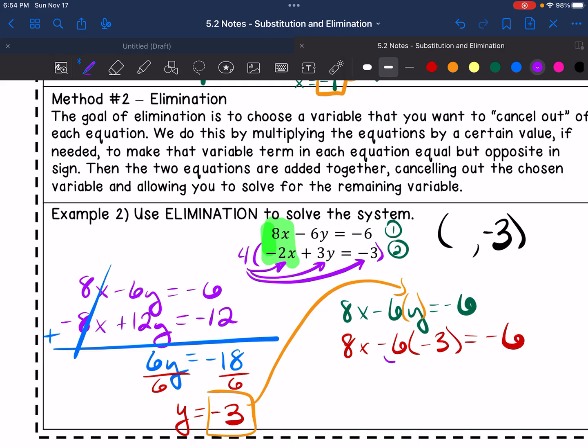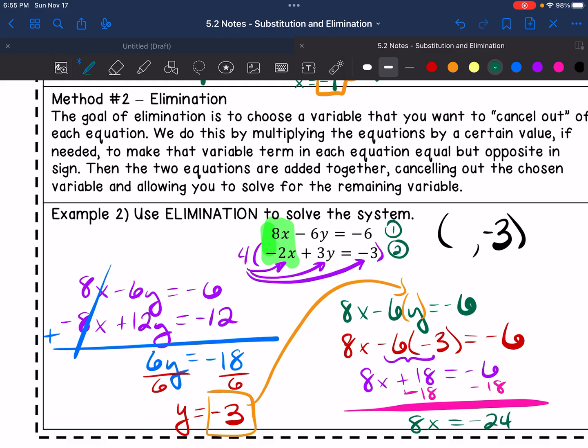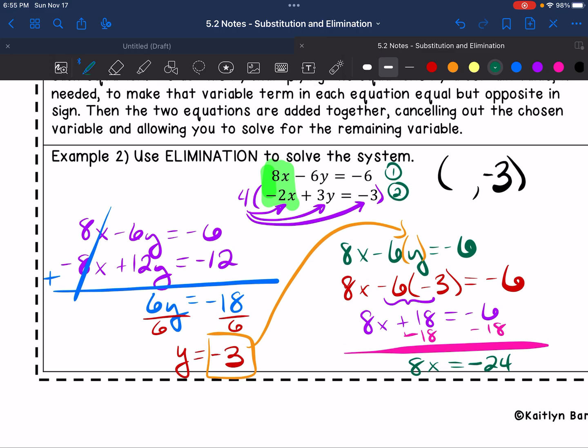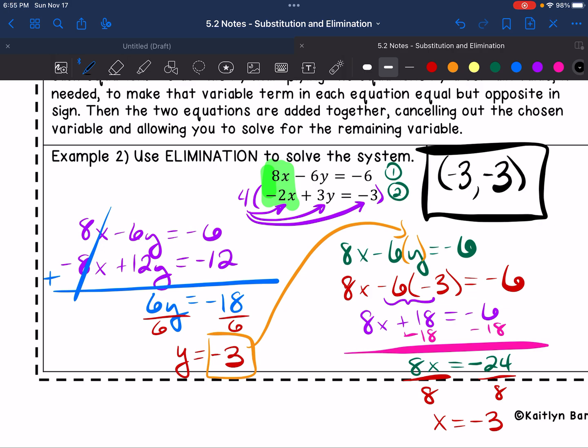Okay, so working through this, multiplication right here, that gives me 8x plus 18 equals -6. And then I'm going to subtract 18 from each side. Oh, that made a big line. And then that gives me 8x equals -24. And then I divide both sides by 8. And that gives me x equals -3. All right, so that means that my x value is also going to be -3. And then that is my solution set.